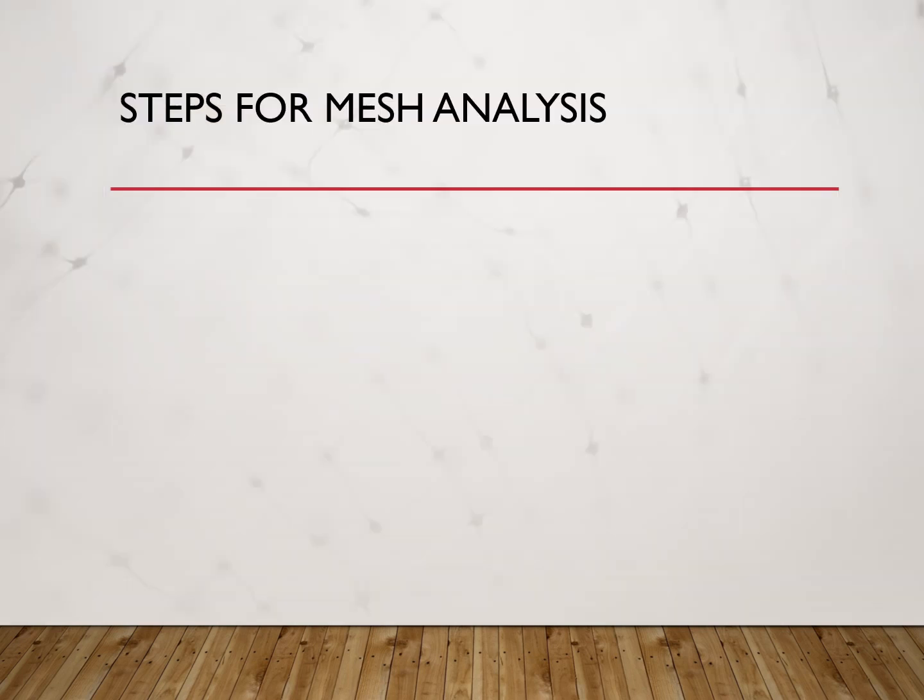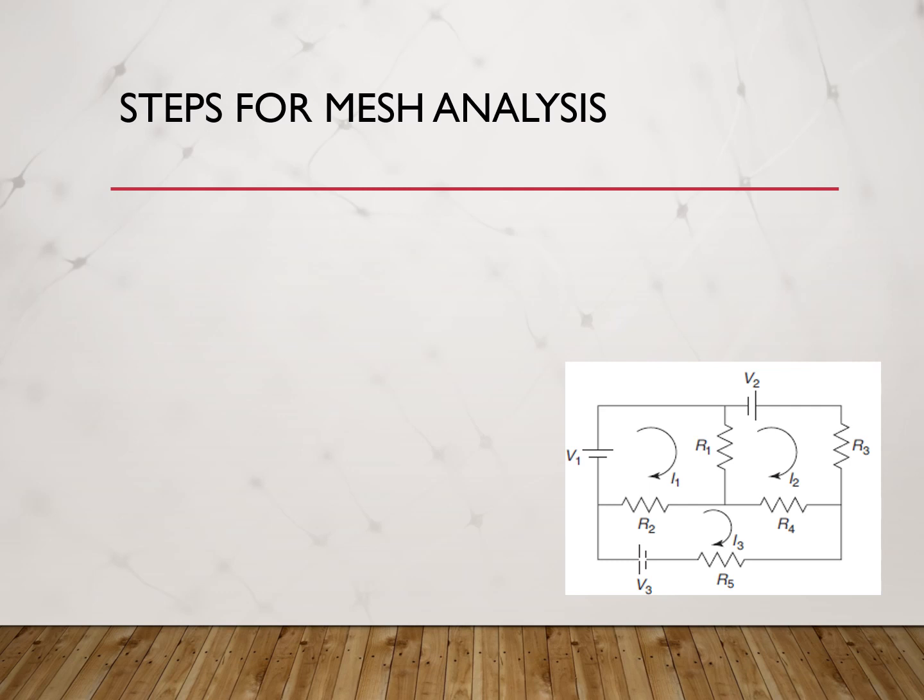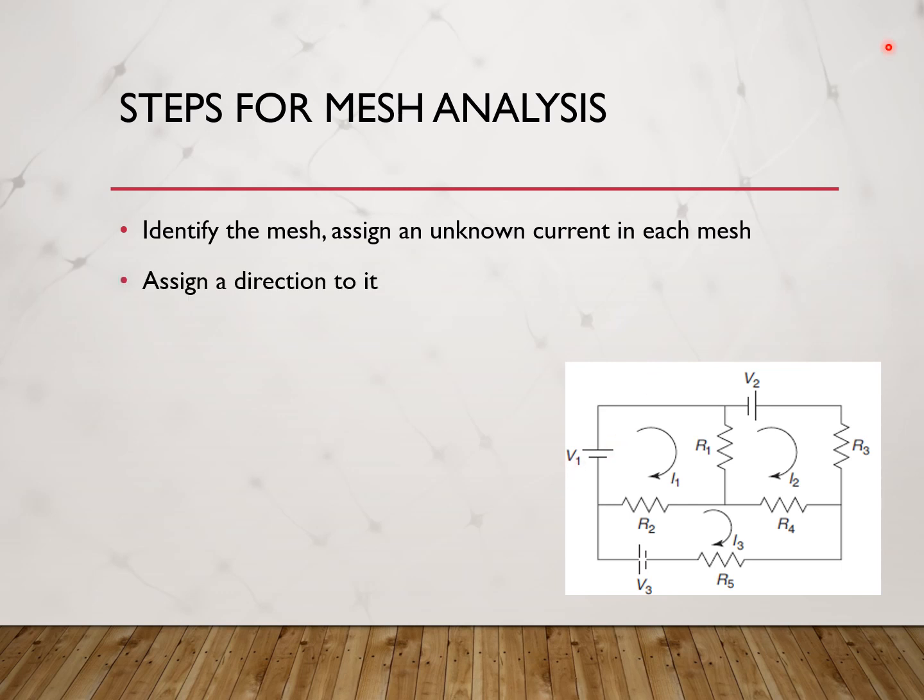So what are the steps for mesh analysis? First, let's see a typical example. Here we can see there are three loops, or three meshes: the first mesh, the second mesh, and the third mesh. When starting the steps for mesh analysis, first identify the meshes and assign currents to the meshes, which are called mesh currents.